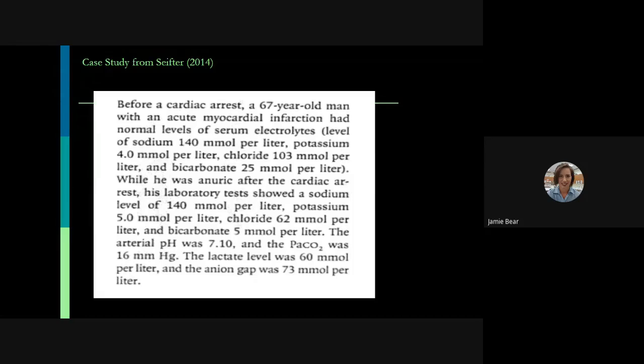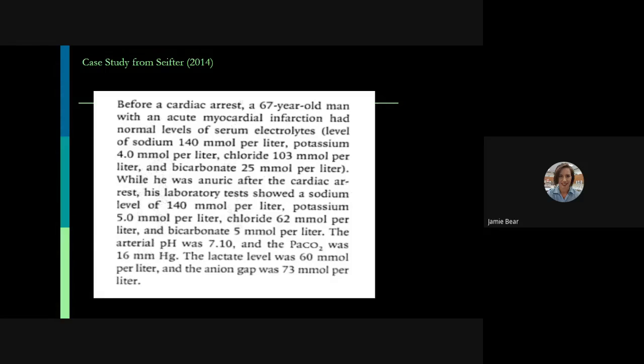While he was anuric, or he quit urinating after the cardiac arrest, his laboratory test showed a sodium level of 140, a potassium of 5, a chloride level of 62, and a bicarbonate level dropped to 5. The arterial pH was 710, and the PaCO2 was 16 millimeters of mercury. The lactate level was 60, and the anion gap was 73. So let's look at those different values.